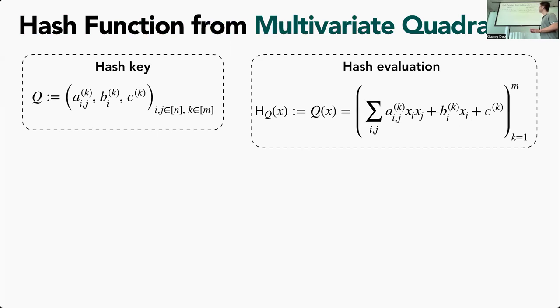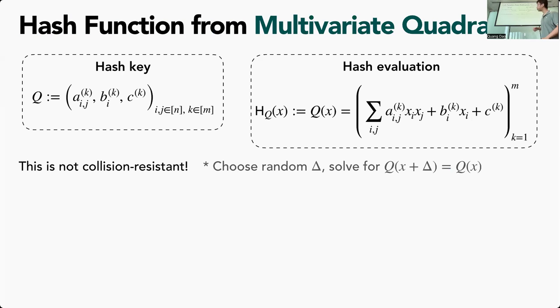The idea is that the hash key is your MQ instance. It contains all the coefficients for your system of equations. Then you evaluate the hash by just evaluating the quadratic functions on your inputs. And that's it. This is why we want to work in this underdetermined regime, so that the hash function is actually compressing the inputs. Cool.